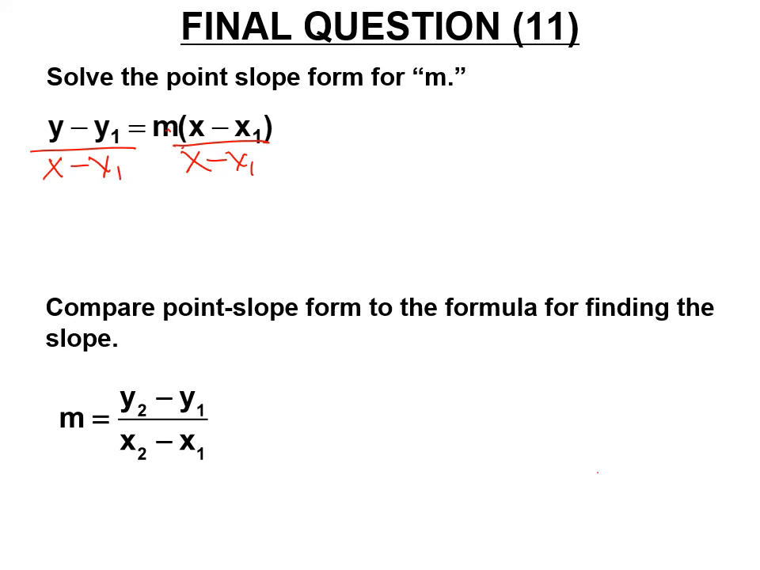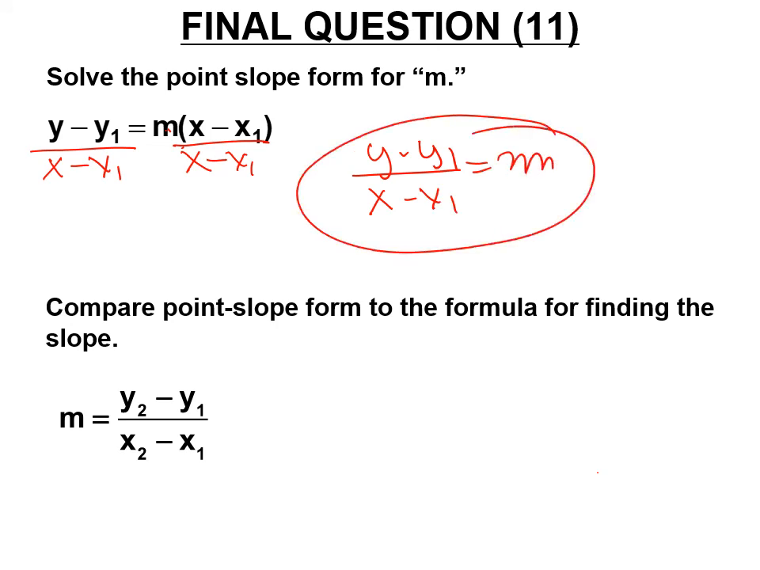And so what do you get? You get y minus y sub 1 over x minus x sub 1 equals m, equals the slope. Oh, that's interesting. How do you find the slope? You subtract your y coordinates for your rise, you subtract your x coordinates for the run, and that's how you find the slope. These are, in fact, two forms of the same equation, right?